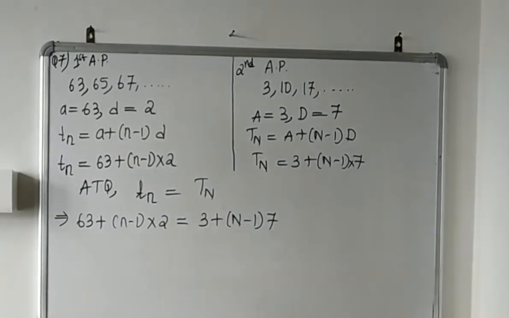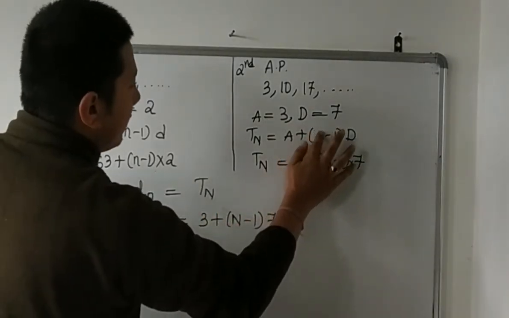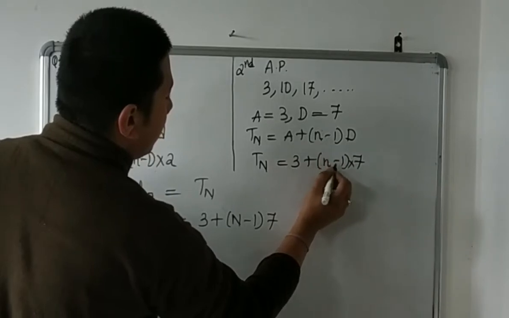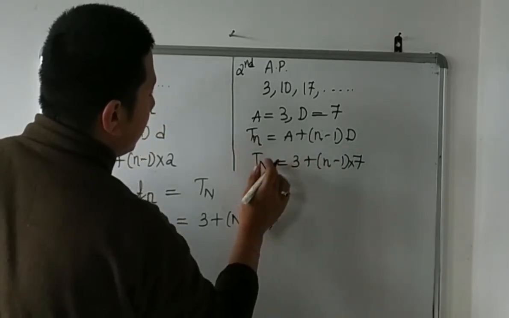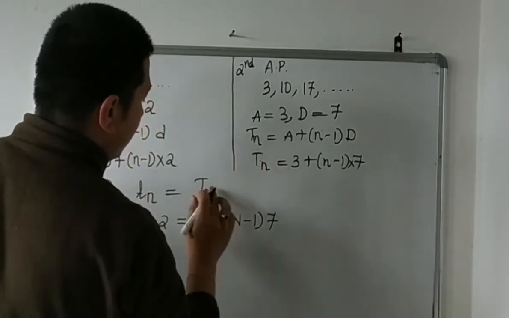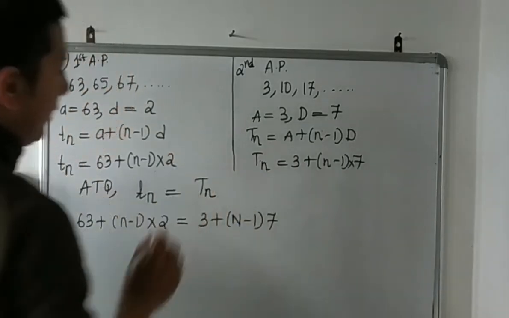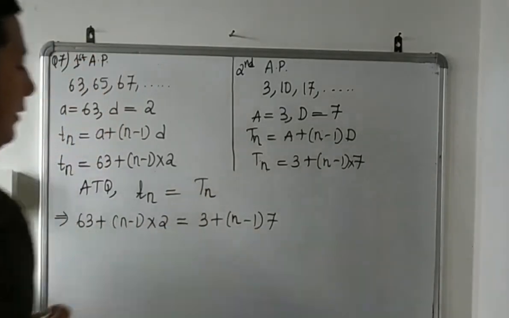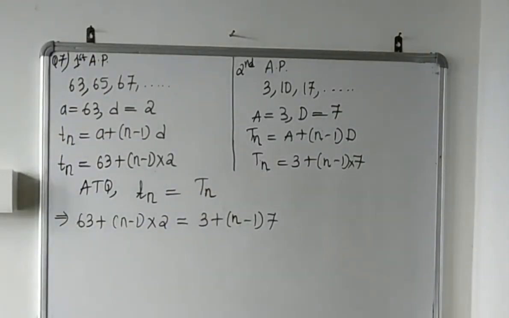Sorry, here n is small n only, okay? You don't have to write capital N, the n out here is small n, my mistake. Here also n, here also n. Please change this. And now what we need to do is simplify.